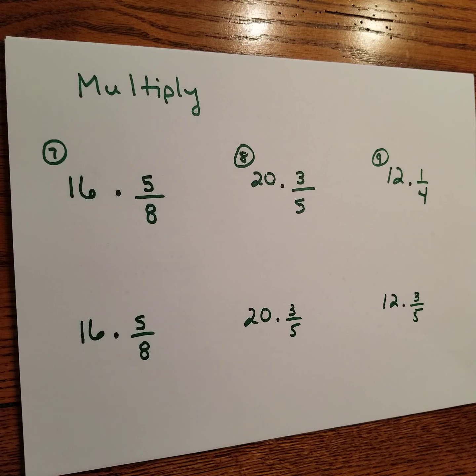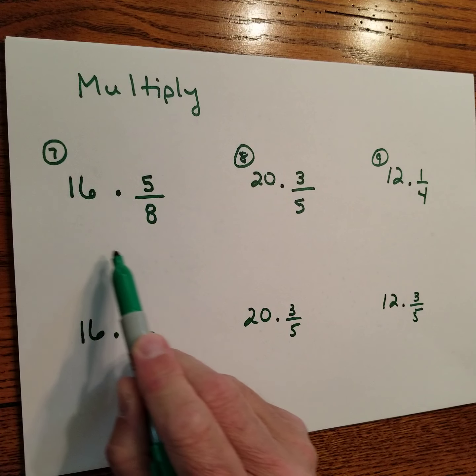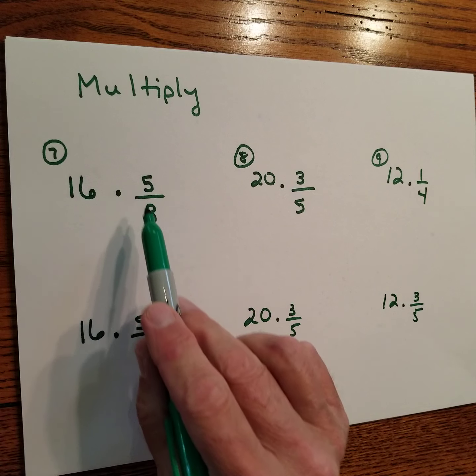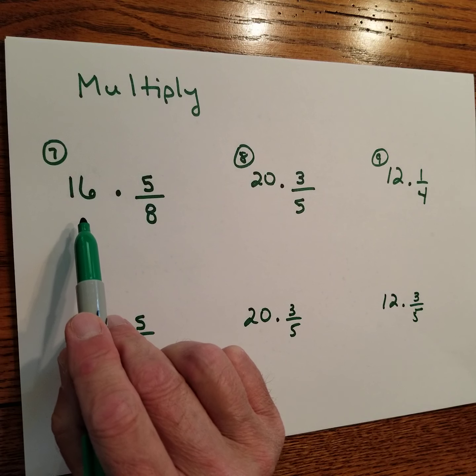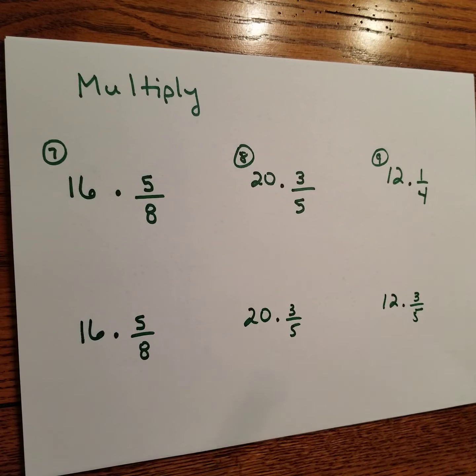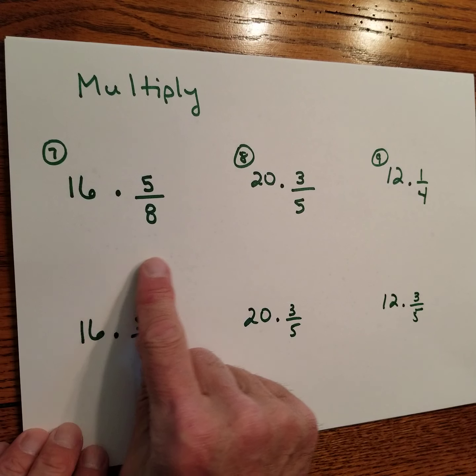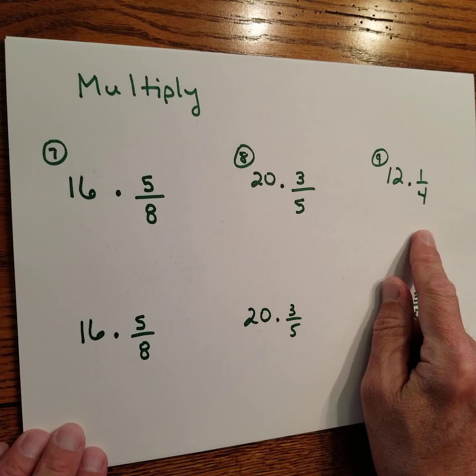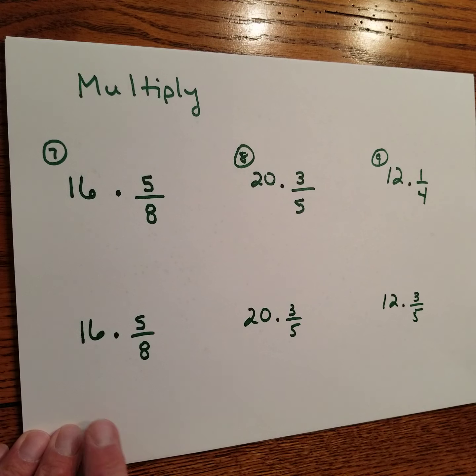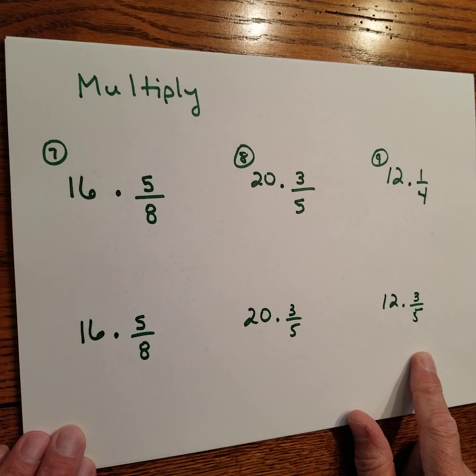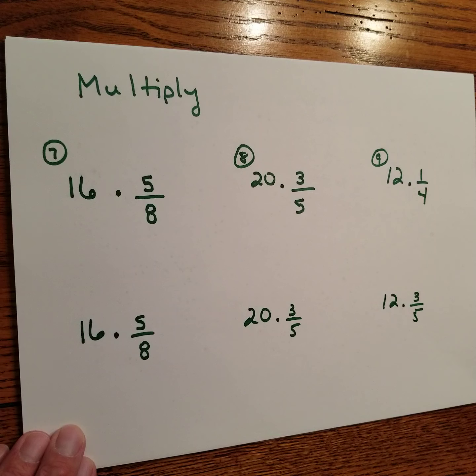Now these problems are just an extension of our multiplication problems. Don't look at this as a mixed number. This doesn't say 16 and 5/8. It says 16 times 5/8. Let's work these problems two ways. The first time we work them, we'll work them just like multiplication problems. The second time, I'll show you a shortcut you can do in your head.